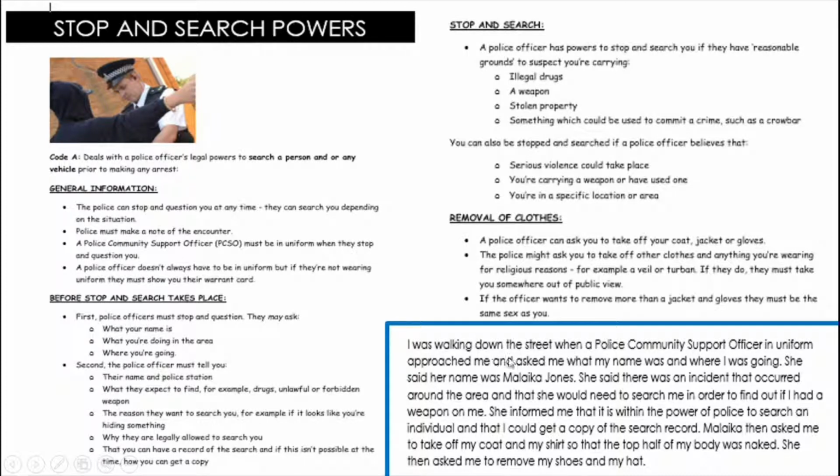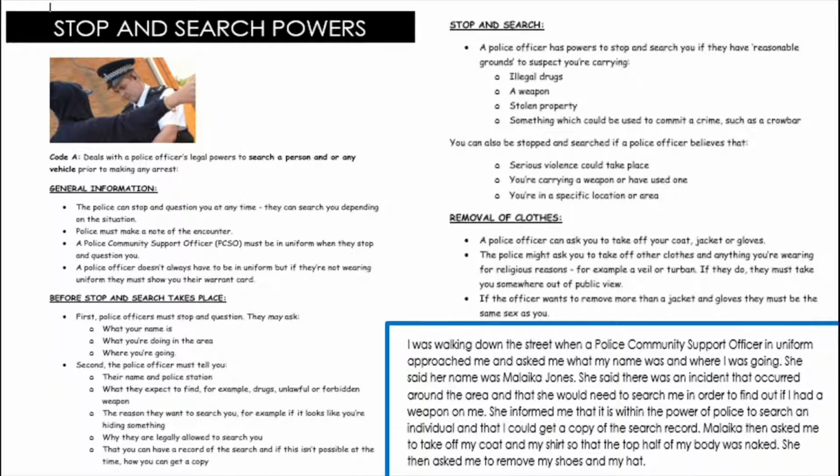I was walking down the street when a police community support officer in uniform approached me and asked me what my name was and where I was going. She said there was an incident that occurred around the area and that she would need to search me in order to find out if I had a weapon on me. She informed me that it is within the power of the police to search an individual and that I could get a copy of the search record. Malika then asked me to take off my coat and my shirt so that the top half of my body was naked. She then asked me to remove my shoes and my hat.